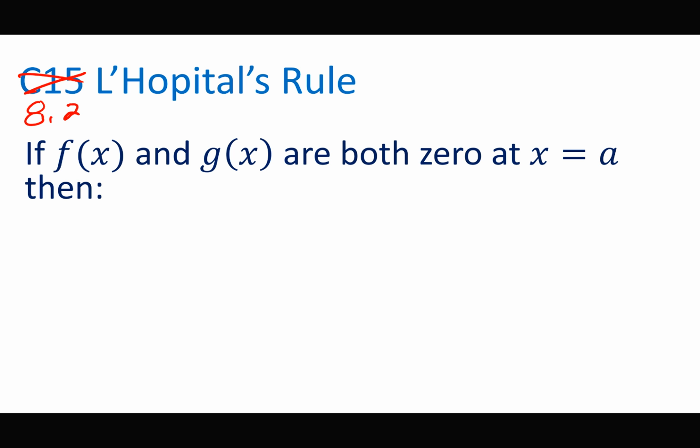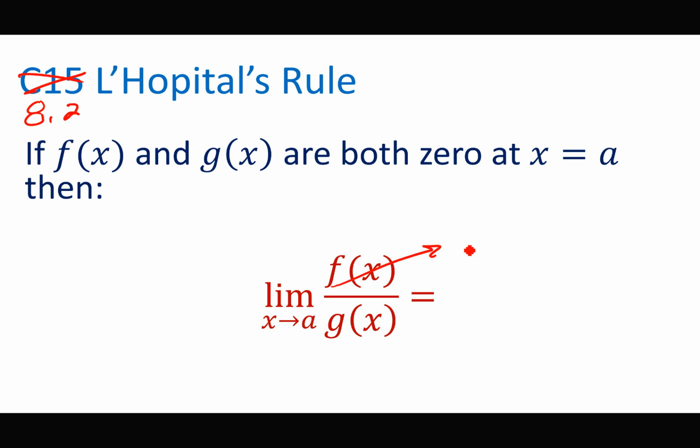Okay, so if we have two functions, f of x and g of x, and they are both 0 at x equaling a, then our limit as x approaches a means that the top is going to approach 0 and the bottom is going to approach 0. Remember our limit rules: we can take the limit of the top and the limit of the bottom separately. So what this is saying is my limit as x approaches a approaches 0.